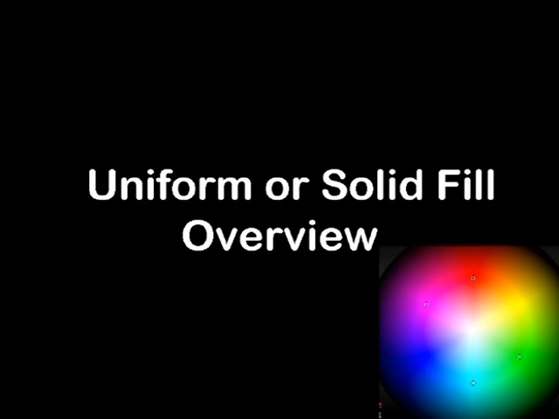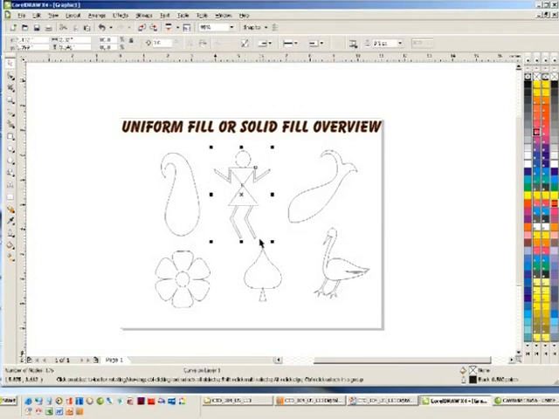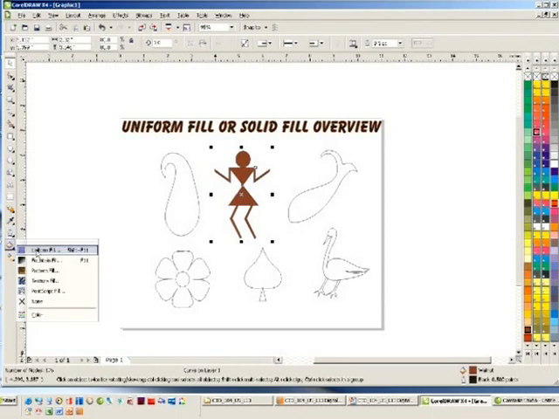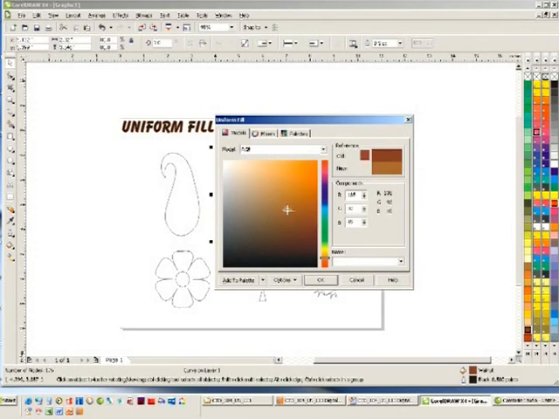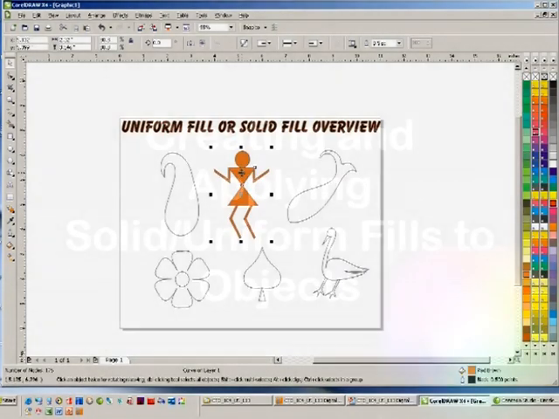Uniform and solid fill overview. Uniform or solid fills are the most basic fills. Select an object with the pick tool. Click in the color palette with an object selected to fill. You can also use the Uniform Fill dialog, or click and drag a color from the color palette.